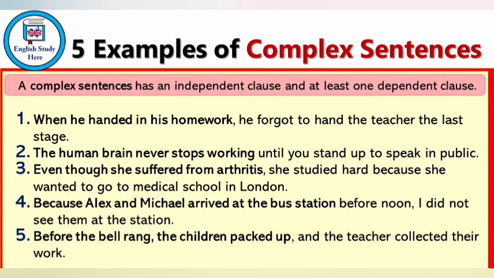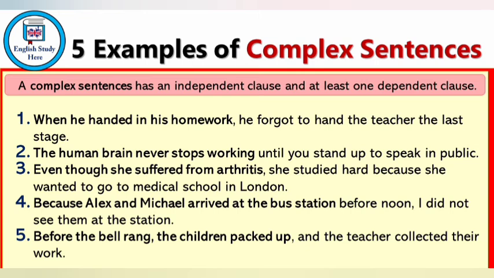Number 4, because Alex and Michael arrived at the bus station before noon, I didn't see them at the station. In this sentence, in the first place there is the dependent clause, and in the second place there is the independent clause, I didn't see them at the station. So both are forming the complex sentence.